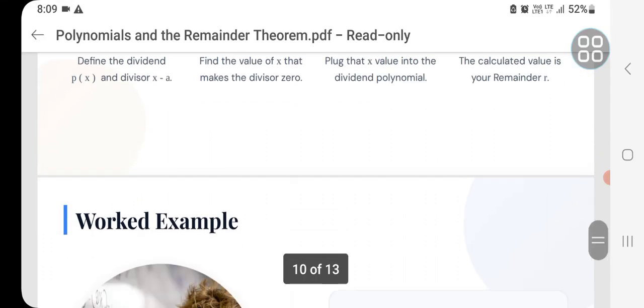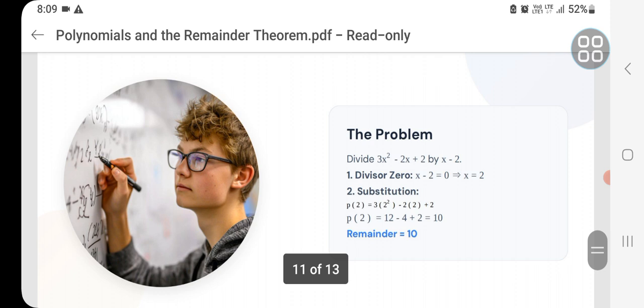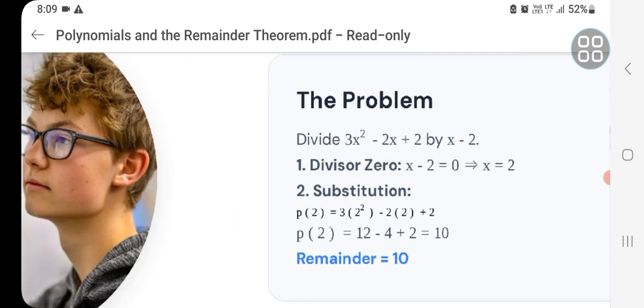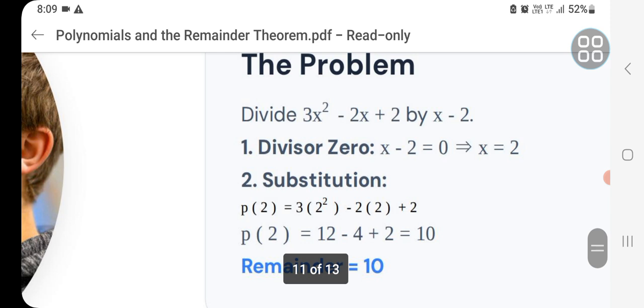Okay, so just work out some problems, then it will be easy for you. I will explain this content clearly for you. See this problem: 3x square minus 2x plus 2. What is the first rule of the remainder theorem? We must have two polynomials. So here you have to see 3x square minus 2x plus 2. It is one polynomial. It will be a quadratic polynomial.